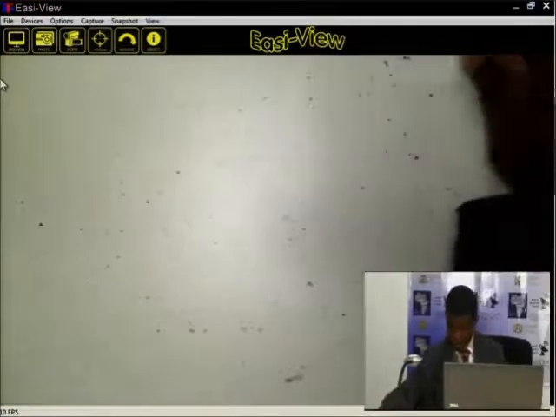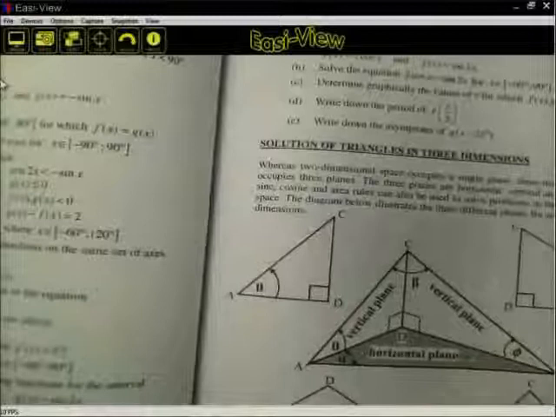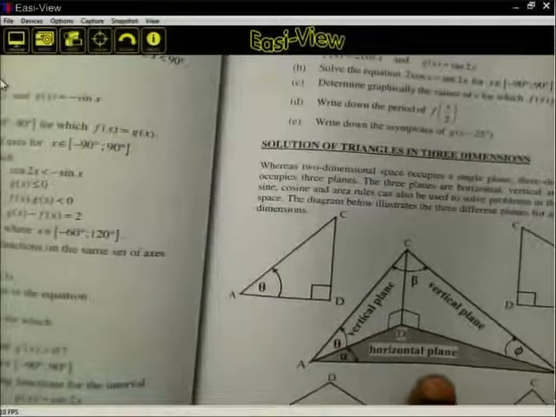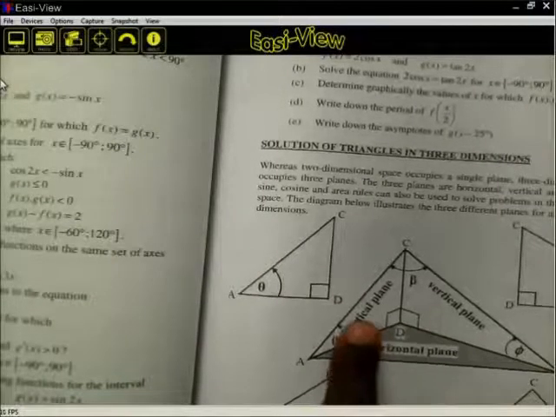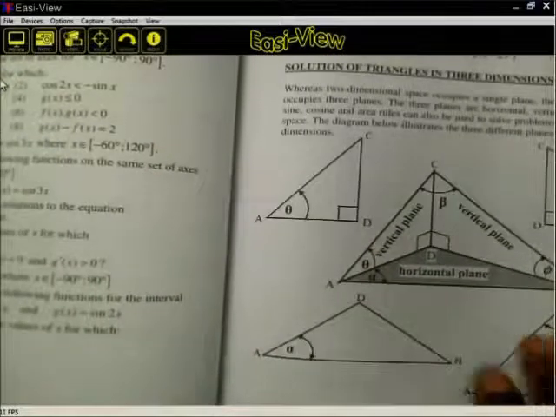Let me remove this and have this from the textbook. That this is the horizontal plane. These are vertical planes. This is a vertical plane. This is a vertical plane. And this one is an inclined plane.